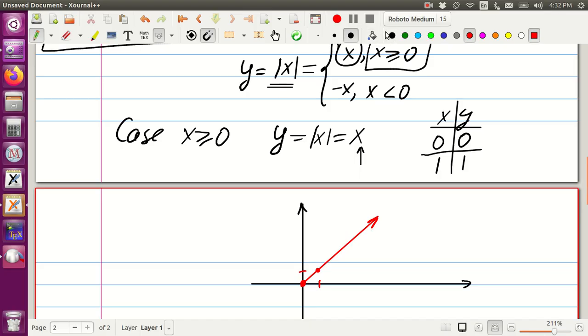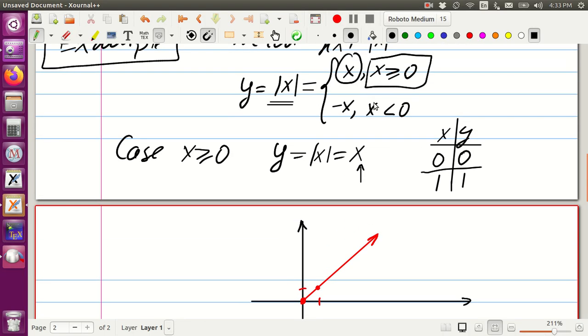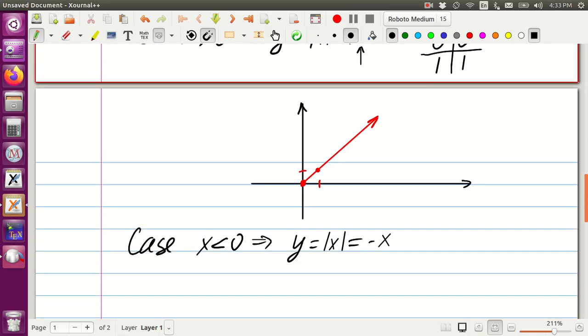And now we have to move to case 2. In this case, we have x less than 0. If x is less than 0, we have y equal to the absolute value of x, which is equal to negative x, because we're in this case. So we get negative x for y.